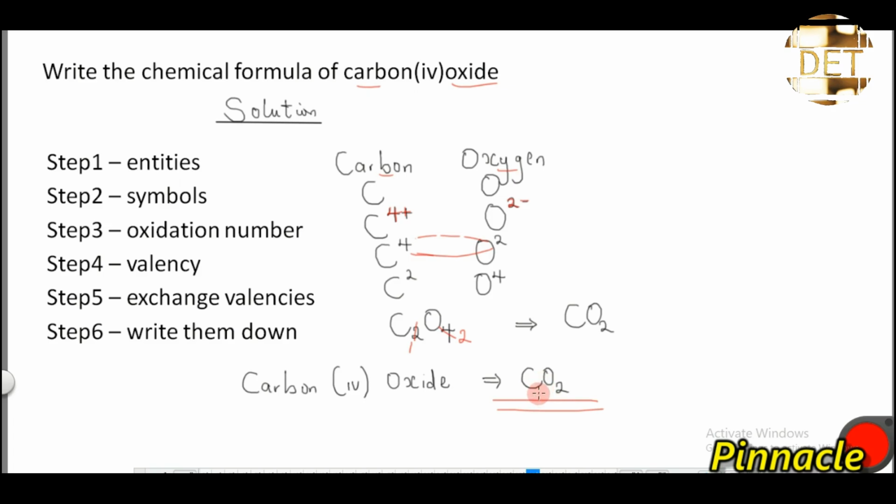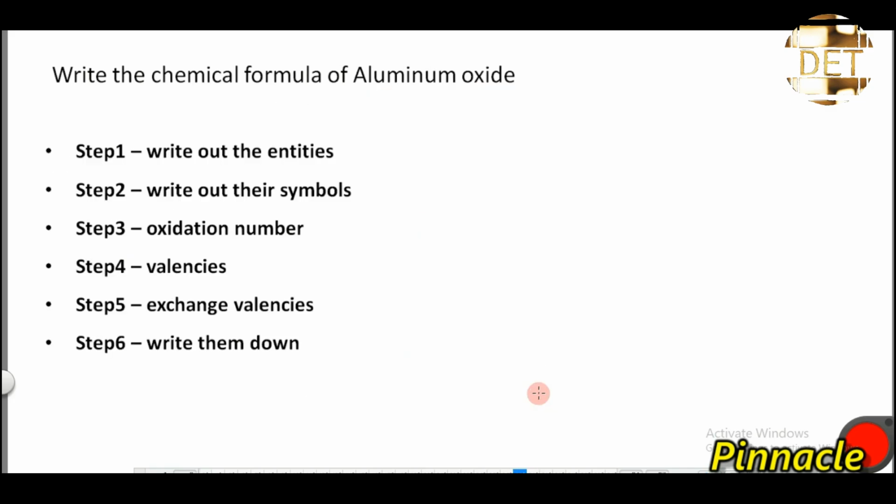So having known all this, let's look at the last example we'll be looking at in this video. So here we're asked to write the chemical formula of aluminium oxide. Aluminium oxide. So when you hear the name of this compound, aluminium oxide, what comes to your mind?